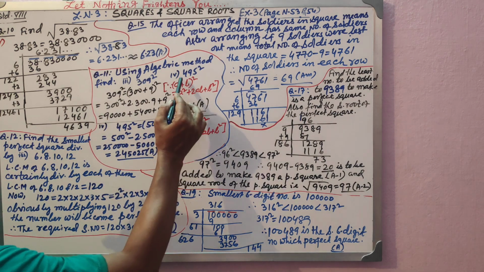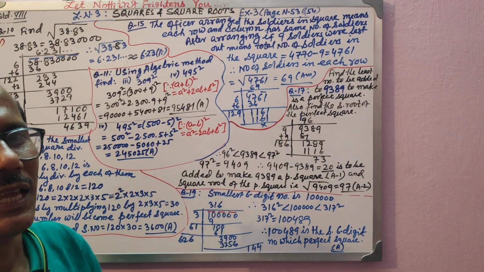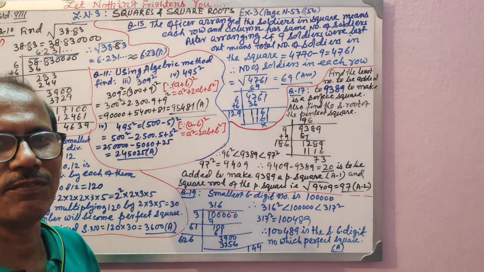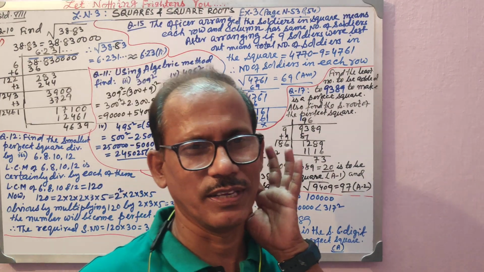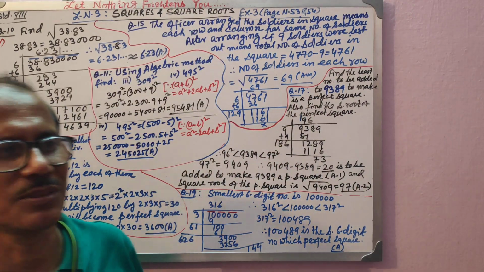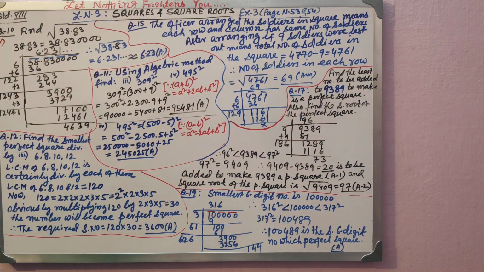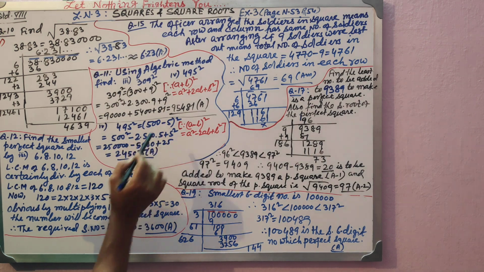Now let us take another example, 495. Here if you add something, it will come to some multiple of 100. If you take that and make it a square value, things will be easy. That kind of number's square value is always easy. So if you make 495 as 500 minus 5, that will be better. So I made it 500 minus 5.